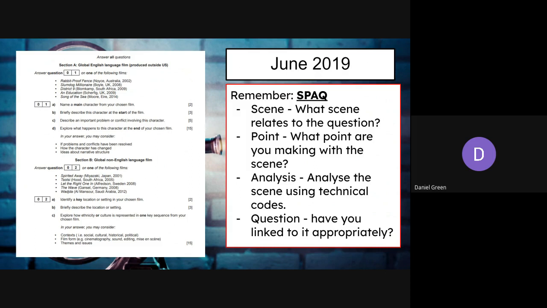How the character has changed. You may want to talk about how Jamal has changed from when he was a boy to when he's grown up, or just what we perceive of him at the start of the film to the end of the film. And problems and conflicts being resolved. Maybe they were, maybe they weren't.